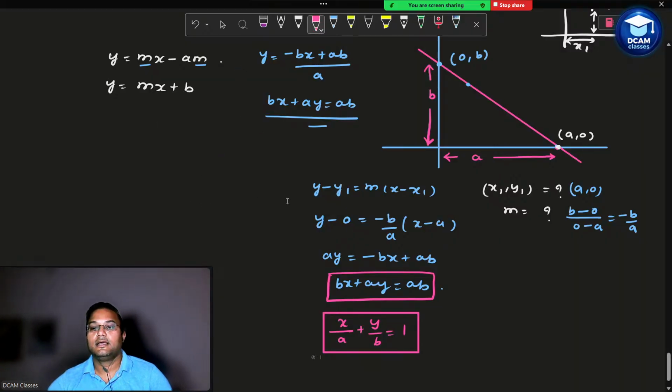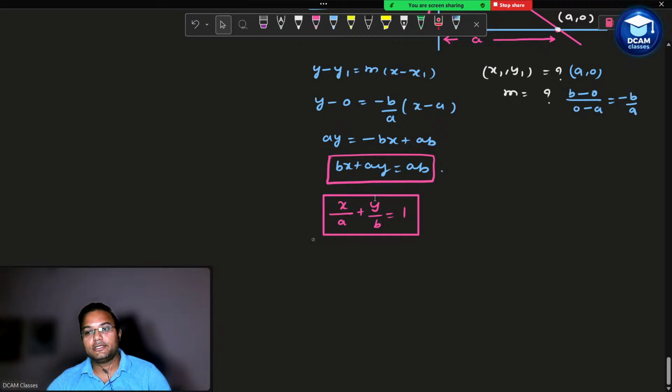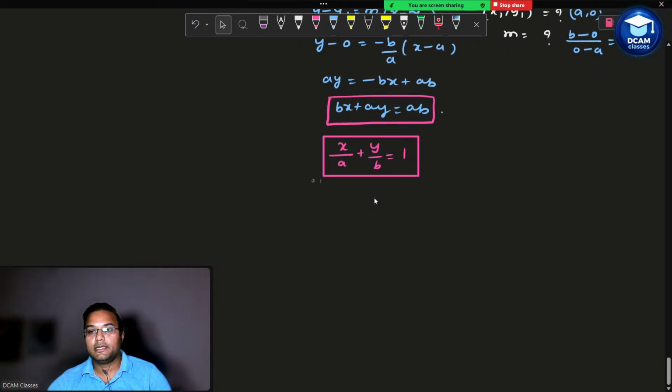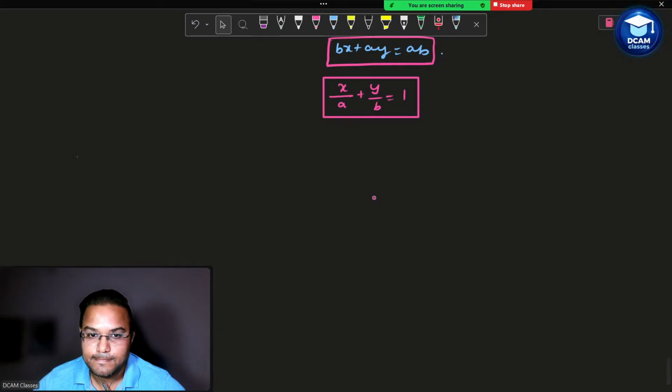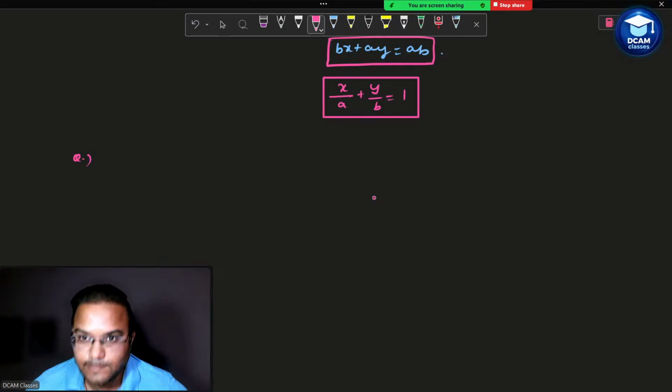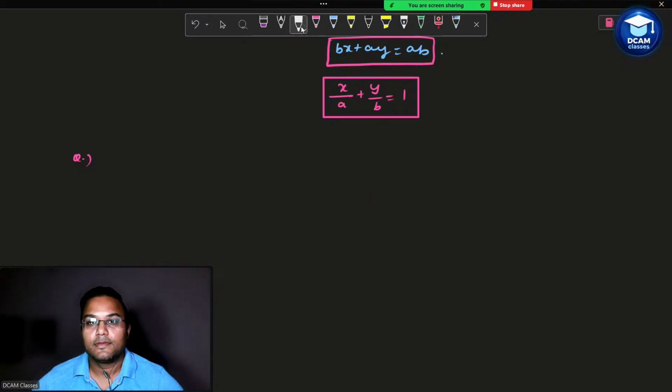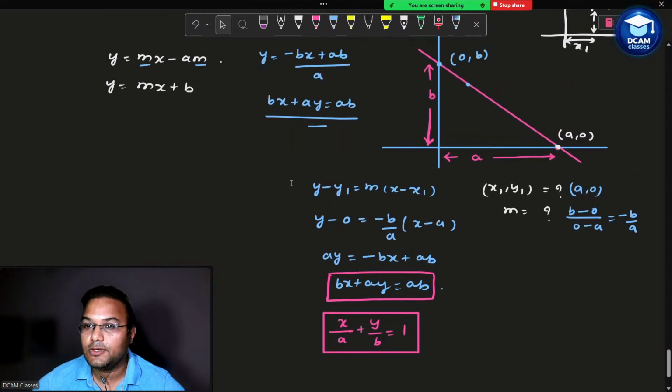Acha. Should I make some questions on this so that it becomes clear? Acha. Venkatesh, tell me clearly. Do you want me to explain it once more or it's okay?